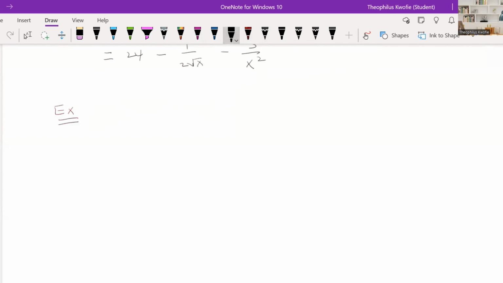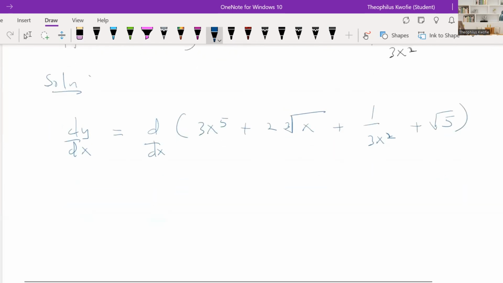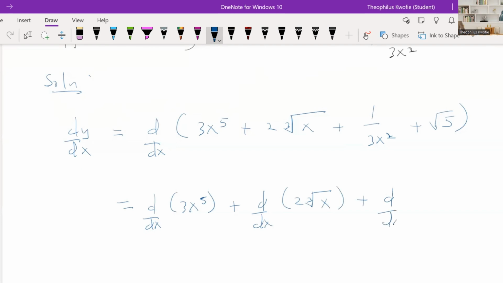Now, let's look at, I believe, a very interesting problem that we have to tackle. That is an example that I want you guys to solve, and let's see what we'll get. If I give you now, differentiate y equals 3x^5 plus 2 cube root of x plus root 5, how do we solve this? By derivative, you're going to have dy/dx equals, okay? Over here, we said that the derivative of the sum is the sum of the derivatives, so we have the derivative of this function plus the derivative of that function.